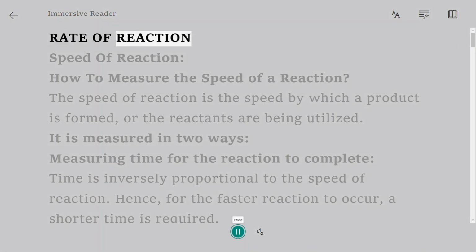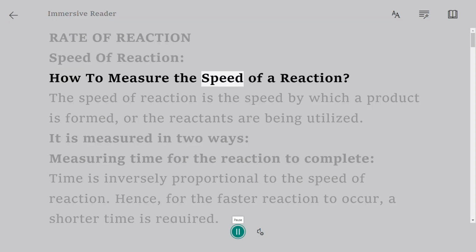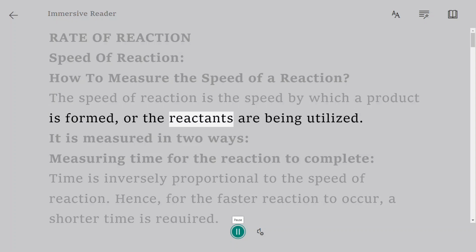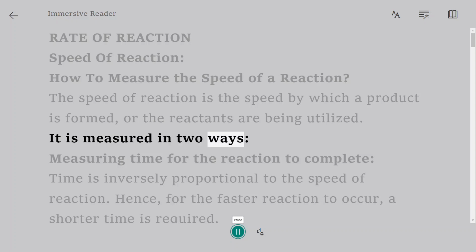Rate of reaction. Speed of reaction. How to measure the speed of a reaction. The speed of reaction is the speed by which a product is formed, or the reactants are being utilized. It is measured in two ways.